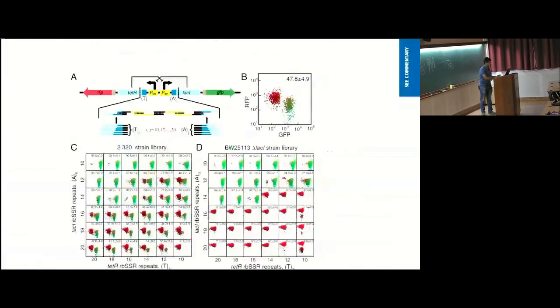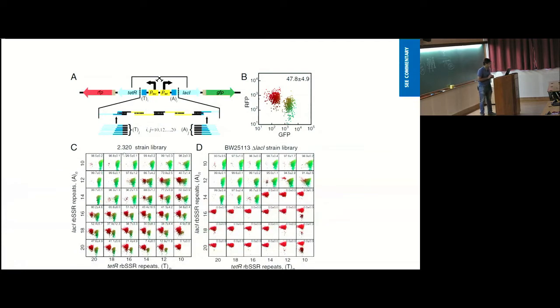So they have made these changes. They've inserted these simple sequence repeats in this particular circuit, which is being shown by the P-lac-I, P-tetR aspect here. So this tetR and lac-I are inhibiting each other, and their expression is driven by GFP and RFP in this case.